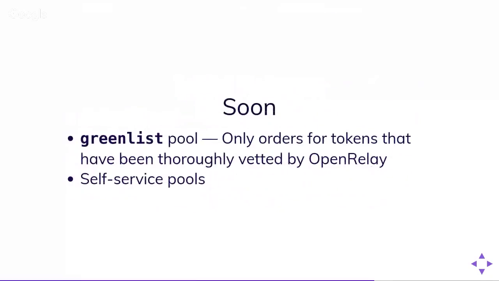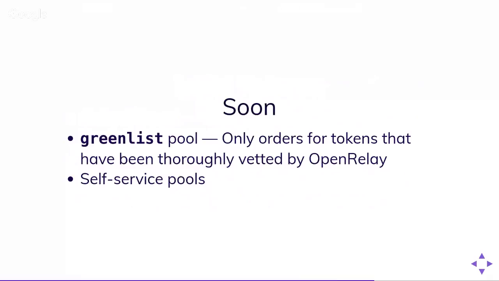Soon, we hope to launch a greenlist pool, which will include only orders for tokens that have been thoroughly vetted by OpenRelay. We have a blog post about our token vetting process, and our blacklist and our gray list and our green list. So we hope soon to have a pool that will include only our green listed tokens. As it stands, we don't really have the ability to do a search for multiple different tokens, but that's a feature we've got kind of on the back burner, but it will help us implement this green list pool.